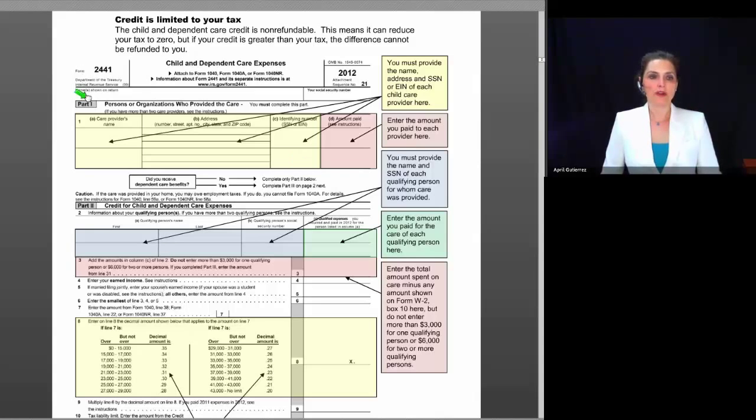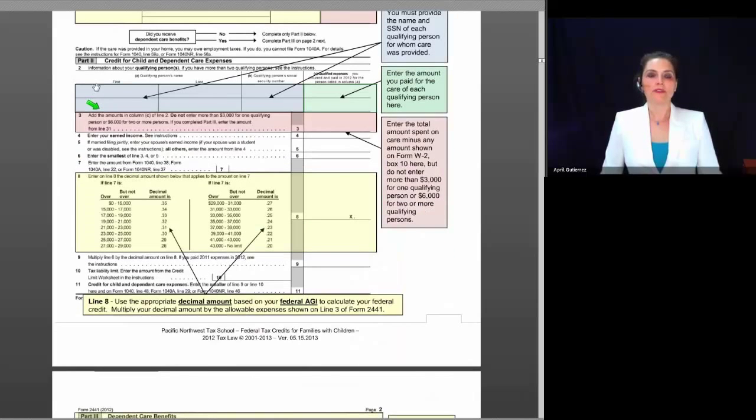Now, separated from part one, we have part two, and in part two, we provide the information for the children or the dependents for whom the child and dependent care credit was paid. We provide space for the first and last names, the Social Security number or the ITIN number of the dependent, and finally, the qualifying expense that was paid for that dependent.